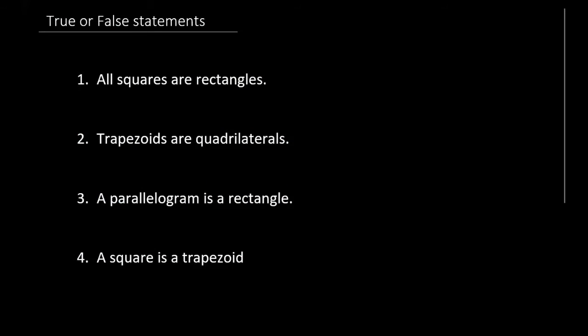So the first section is writing true or false statements. They've listed some true or false statements, and we have to choose whether it's true or false. And if we decide it's false, we have to turn that statement into a true statement. So let's do it. The first statement is all squares are rectangles.